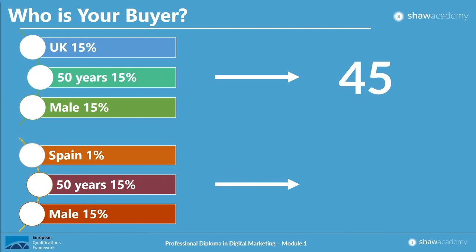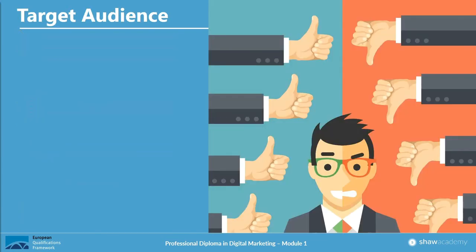Okay, that would give you a score of 31, which means that you would probably need to prioritize the 50-year-old males in the UK over the 50-year-old males in Spain, just because it's a bigger market percentage. Hopefully that makes sense to you guys. It's just a quick way of figuring out who to target.